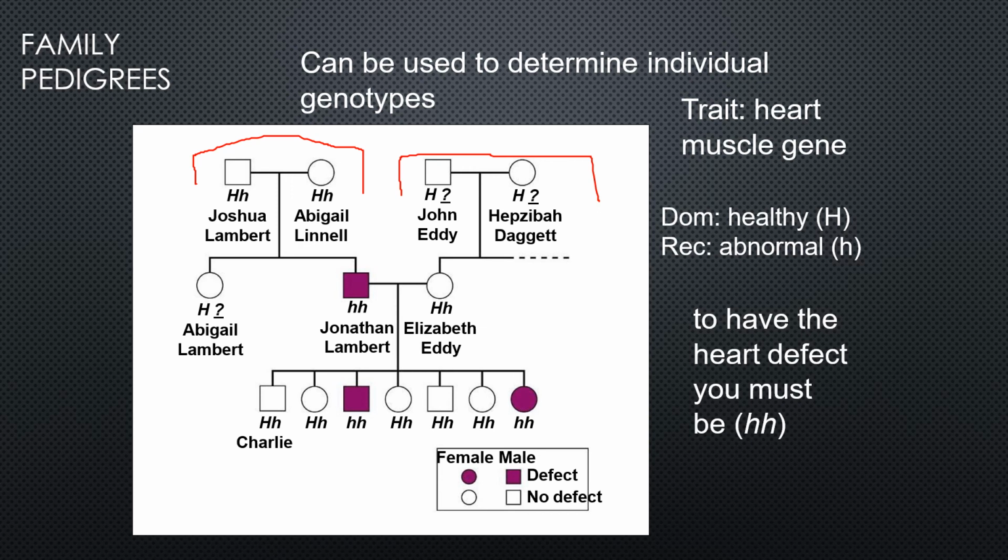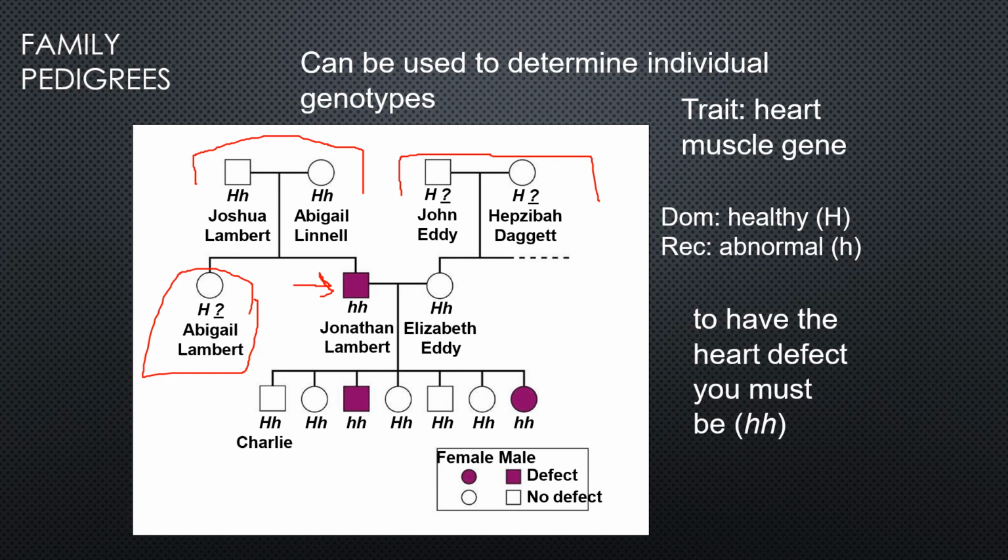So Joshua and Abigail have 2 children. One of them has the heart defect. So we know that Jonathan has a homozygous recessive genotype. We don't know about the other child. We just know that she does not have the heart defect.